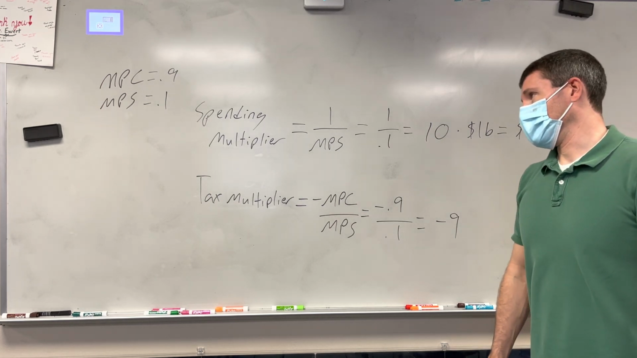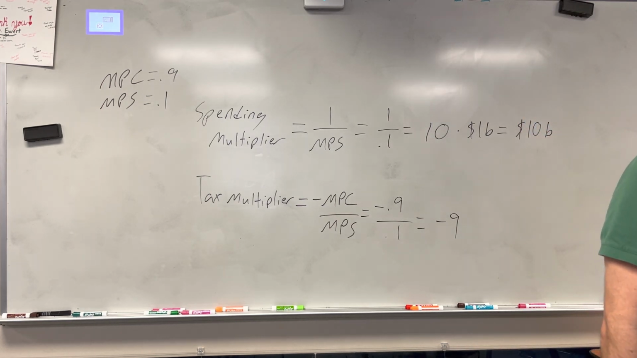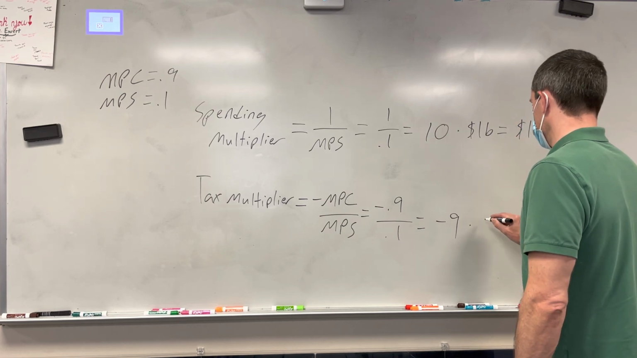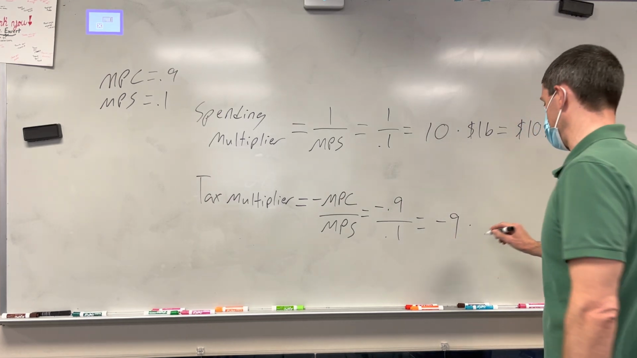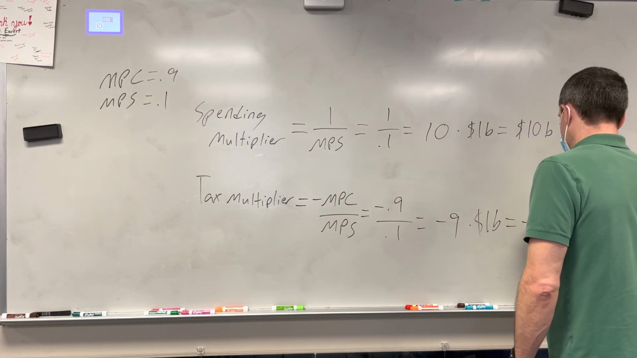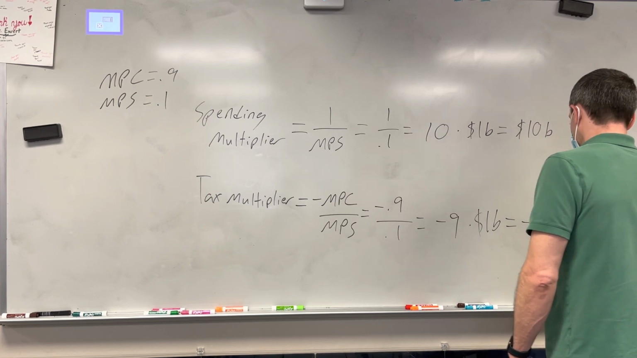Then it might give you a question like the balanced budget idea. The government increases taxes by $1 billion. Well, it's a tax multiplier, so we use the tax multiplier to talk about taxes. We established the tax multiplier is -9. We multiply that by the change in taxes, and it's a negative because we're increasing taxes, so that gives us a decrease in aggregate demand of $9 billion.